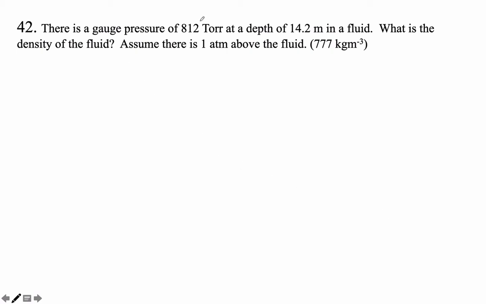There's a gauge pressure of 812 torr at a depth of 14.2 meters in a fluid. What is the density of the fluid? Assume there's an atmosphere above the fluid. Okay, there we go. So here's this fluid.